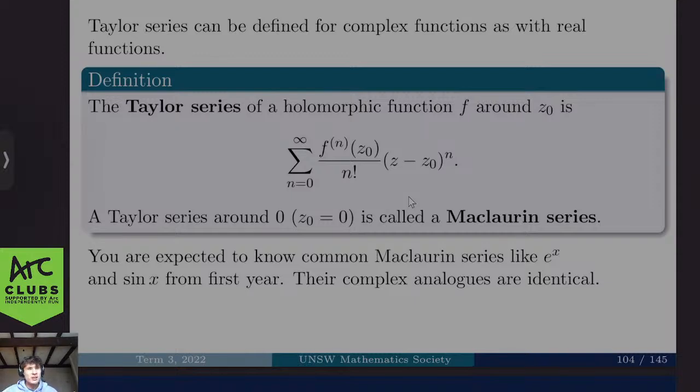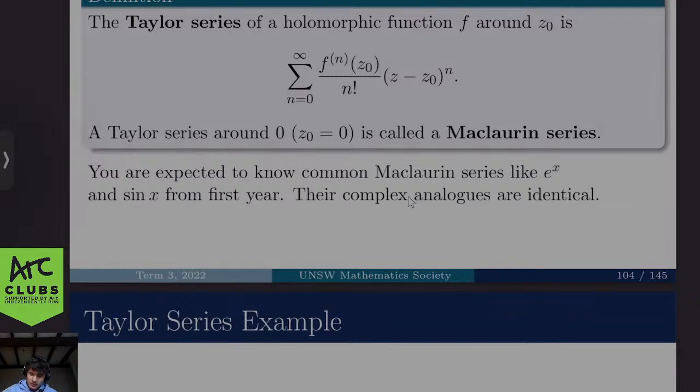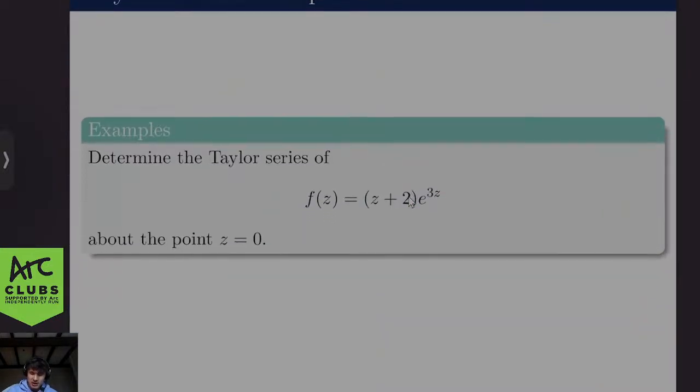And nothing changes from the real number case to the complex number case. Essentially, the formula looks the same. So we'll do an example of calculating a Taylor series. Determine the Taylor series of this function, z plus 2 e to the 3z.